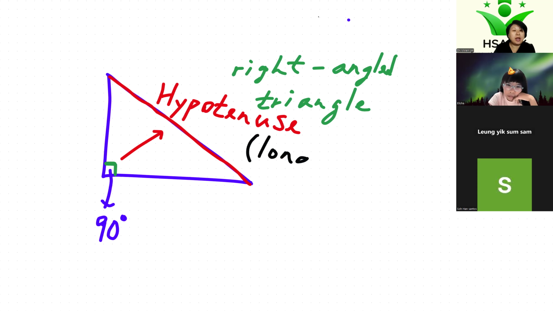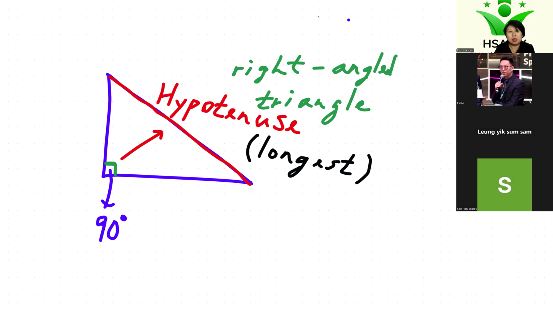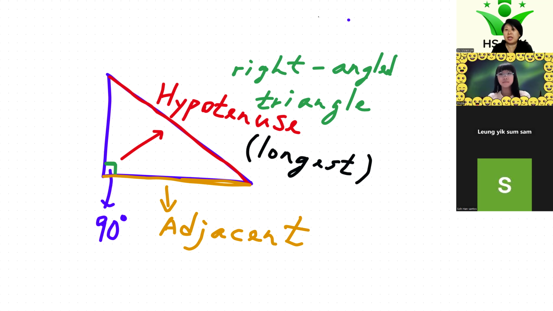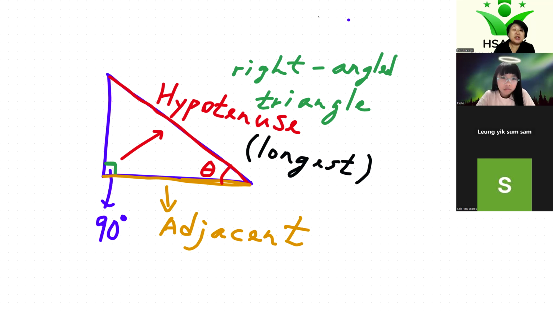Okay, and then beside the angle, this one we call adjacent. Adjacent. You need to remember the name. Okay, and then we will have the angle name. I call it theta. This is a Greek letter. Usually the angle in mathematics is named by a Greek letter. Okay, we call it theta.